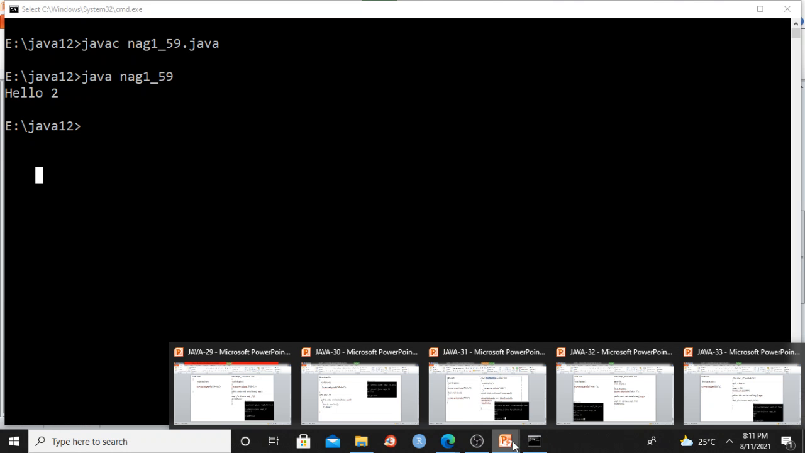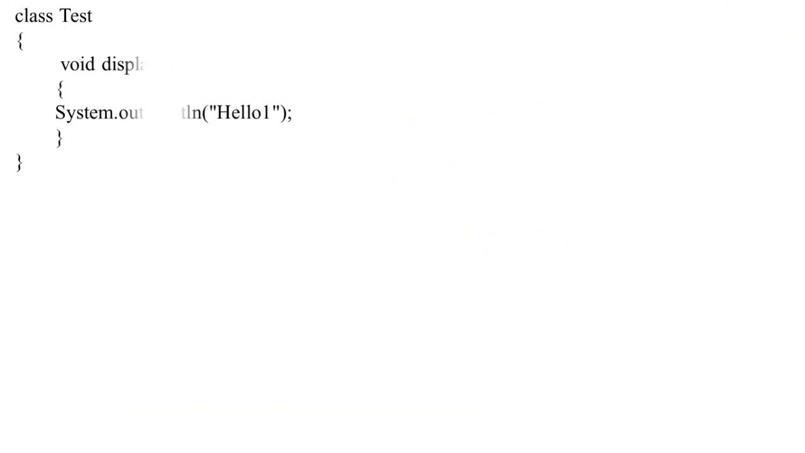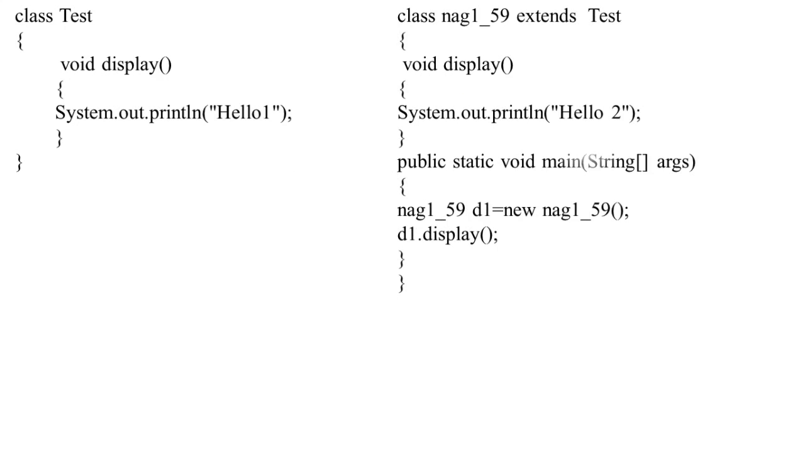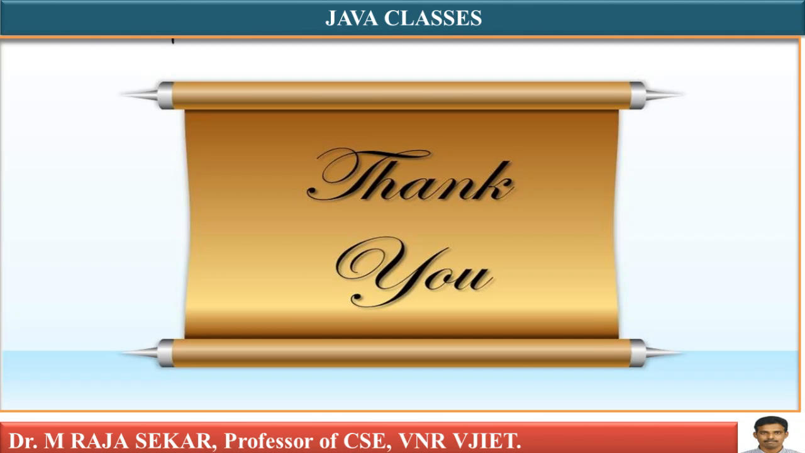This is the concept behind method overriding. In the case of method overriding, your subclass method overrides your superclass method. In the context of method overriding, your subclass prefers to call its own method instead of the superclass method.